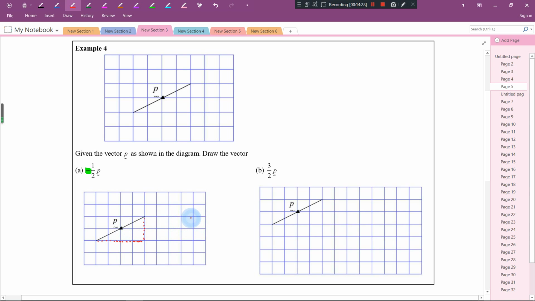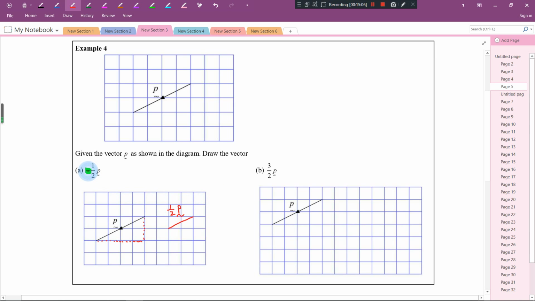Okay, let me draw over here. 1, 2. Okay, 1, 1, 2. This way. Oops. It's a little bit hard to draw a straight line over here. Now I might just assume that it's straight. 1, 2, 1, 2. Okay, but in the exam you have to draw using a ruler. So now this is 1 over 2P, but we haven't completed yet. This is not the final answer.